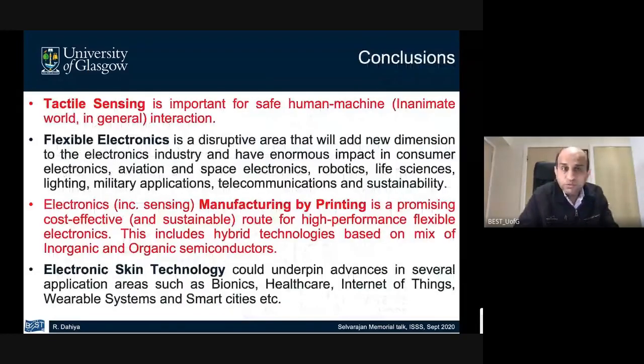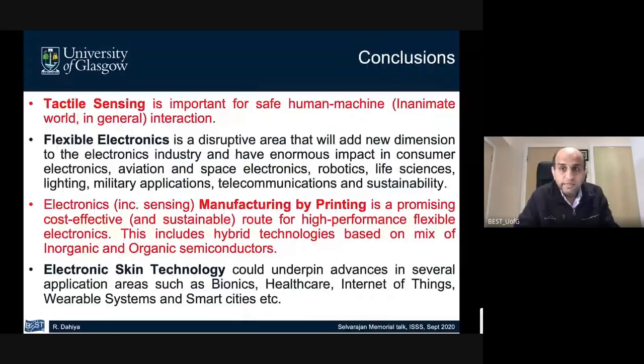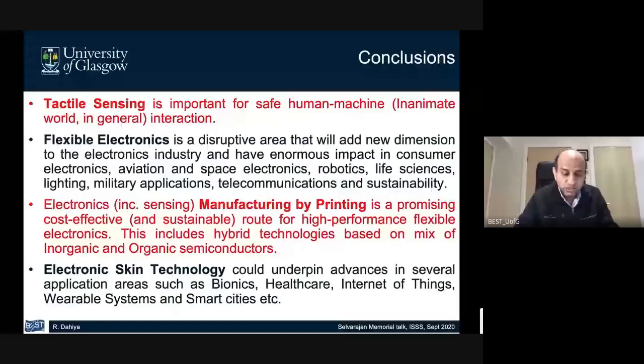To conclude, I would like to say that tactile sensing or electronic skin is important for safe human-robot interaction. It could also be applied to the inanimate world in general. So all the objects that you see around, you can think of electronic skin around them. And printed electronics, which is the technology or vehicle used to develop the electronic skin, is a disruptive area which will add a new dimension to the electronics industry, having enormous impact in consumer electronics.